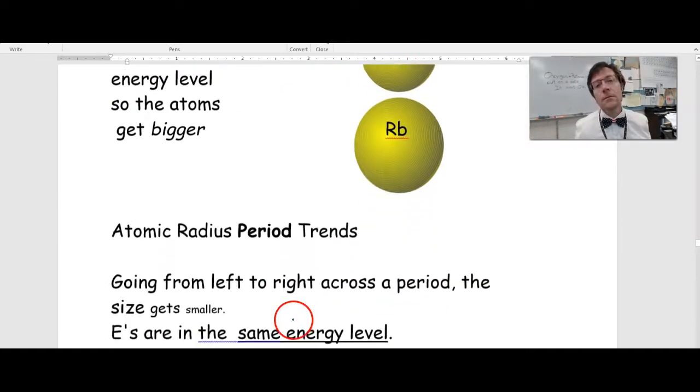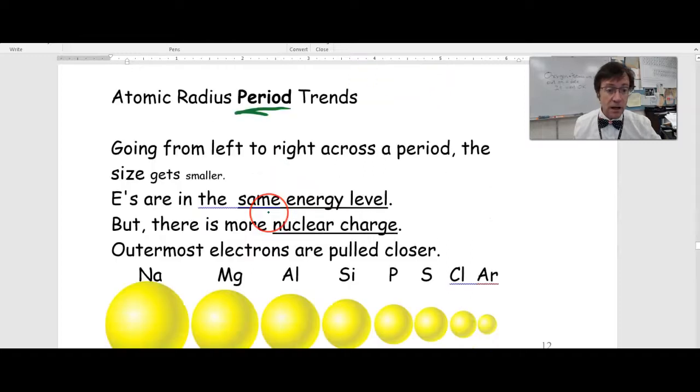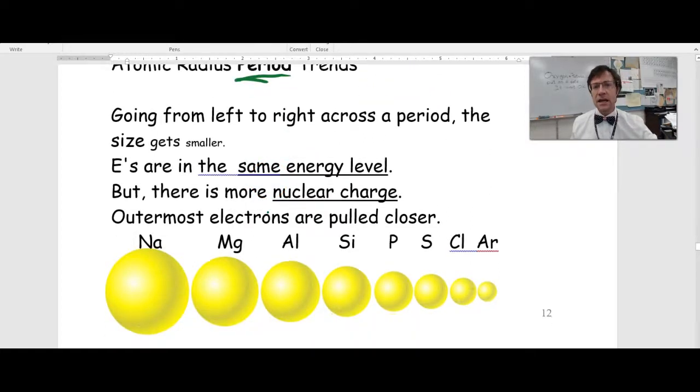All right, moving on. The other thing that we need to look at is the periods. Because the groups go up and down, the periods go left and right. So going from left to right across the period, the size gets smaller.